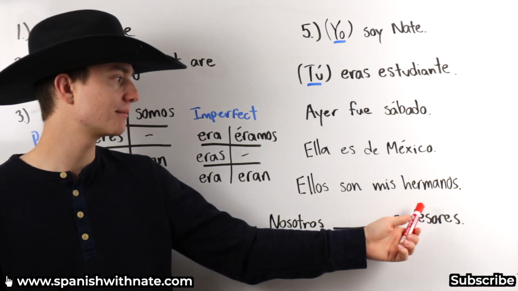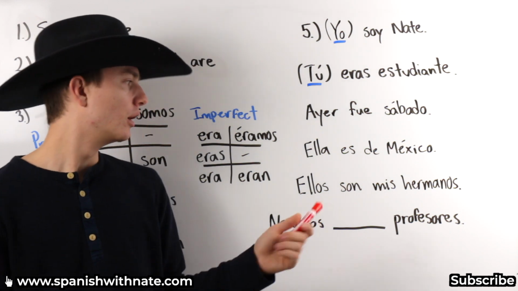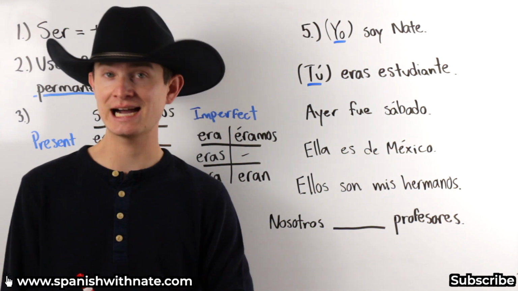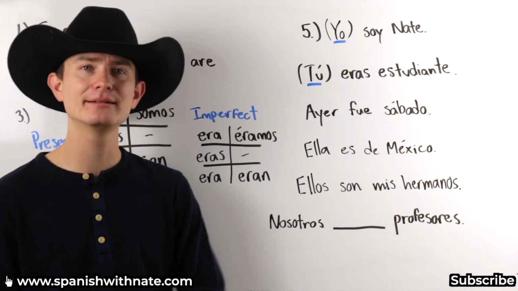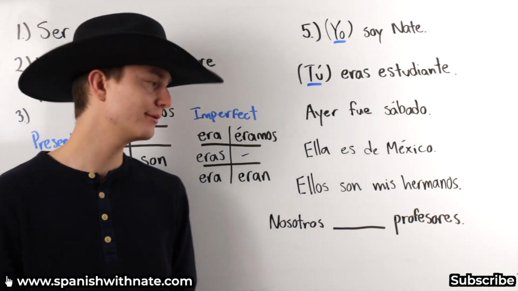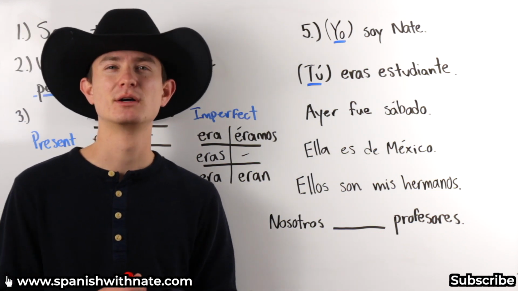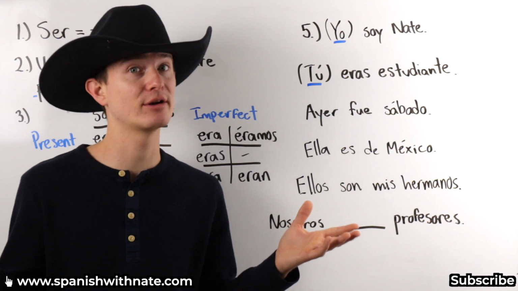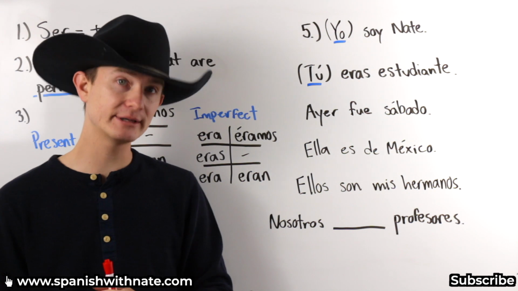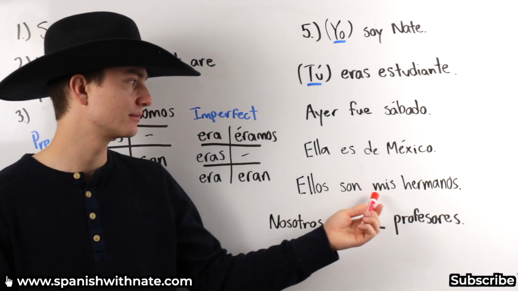Ellos son mis hermanos. They are my brothers. Like we talked about, ser has its evil counterpart, estar. I wouldn't say ellos están mis hermanos because remember, ser is permanent, estar is temporary. That wouldn't make sense. If I said ellos están mis hermanos, that would mean they are my brothers right now, but tomorrow they're not going to be my brothers. That's the idea that's going on here. Whereas son is permanent. They are my brothers. They're always going to be my brothers. Okay, ellos son mis hermanos.